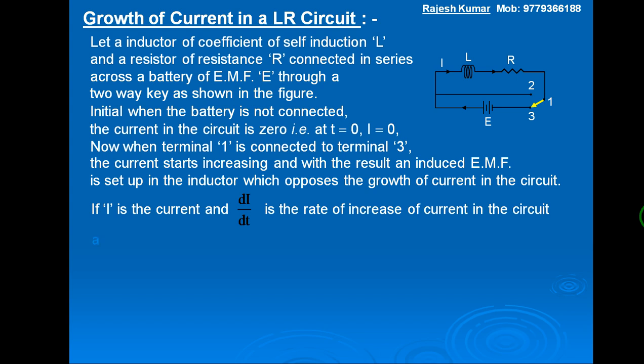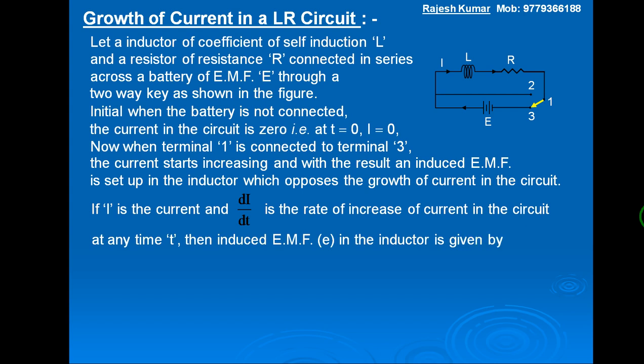the circuit at any time t, then induced EMF, small e, in the inductor is given by small e is equal to minus L into dI by dt. Let it be equation number 1. Negative sign shows that the induced EMF opposes the increase in current in the circuit.